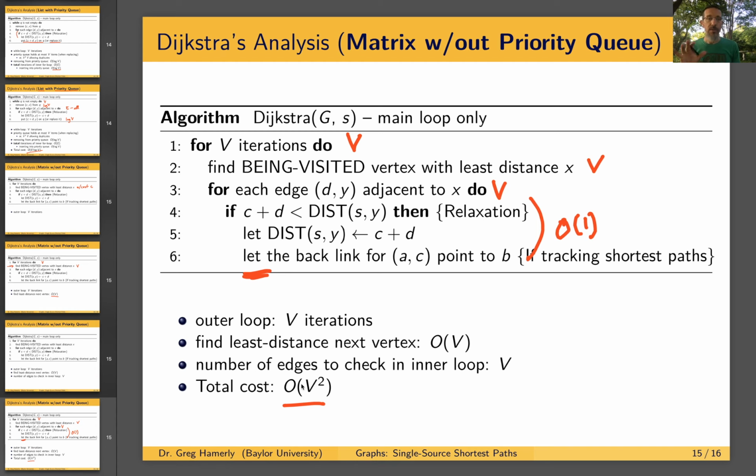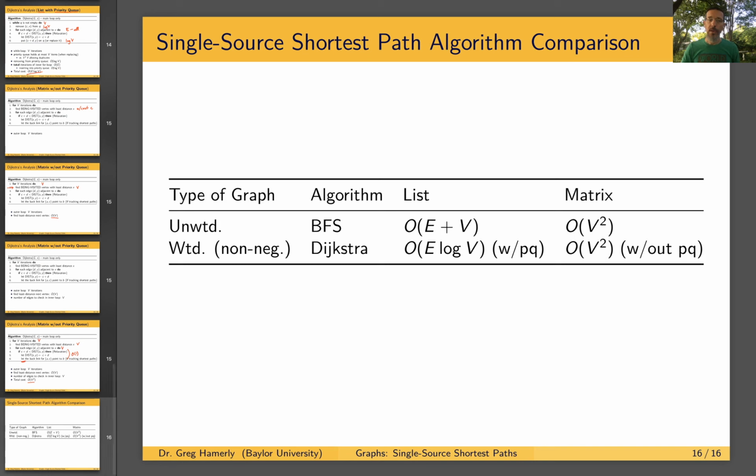So again, we have two representations and essentially two different Dijkstra's algorithms. If we're using Dijkstra's algorithm with a list, we get E log V. That's using a priority queue. If we're using Dijkstra's algorithm with a matrix, it's going to take V squared time without a priority queue. Compare this with our breadth first search, which we've done the analysis of in previous lectures: E plus V for a list or V squared for a matrix.